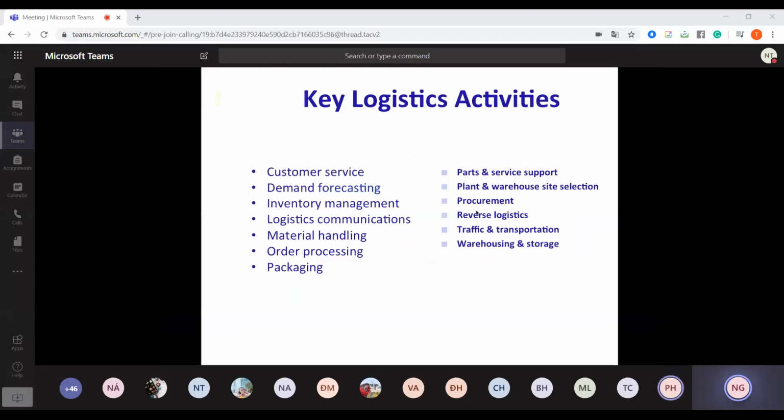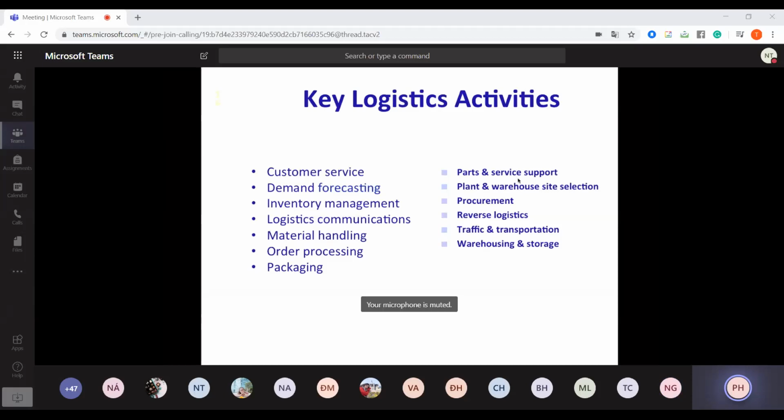Okay, so in the first class, I introduced you to some general concepts, main features, and some components related to logistics, and also the general concept related to supply chain management. I also showed you the difference between logistics and supply chain management. So shall we continue with the key logistic activities?